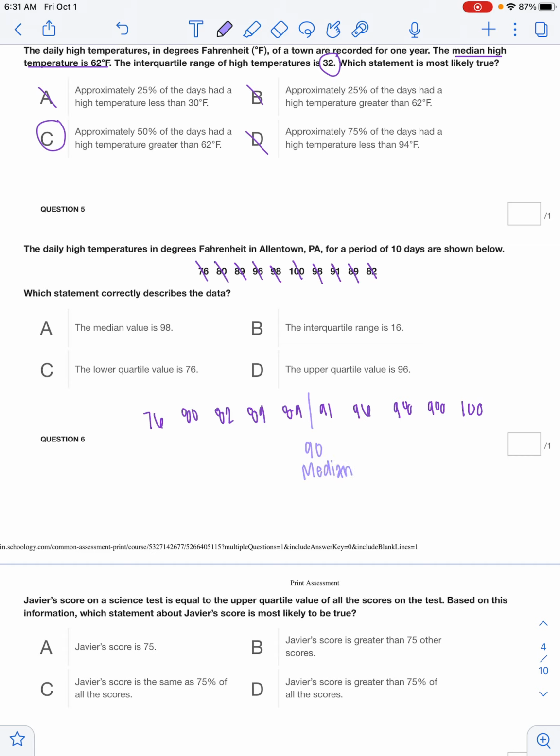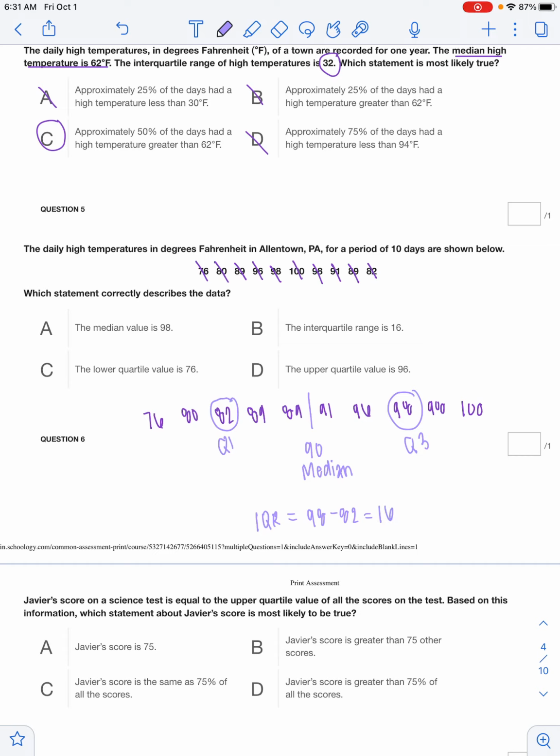And we know that Q1 will be the middle of the bottom half. And we know that Q3 will be the middle of the upper half. So then we know that the IQR is Q3 minus Q1, so 98 minus 82, 16. All right, let's see what our options are.